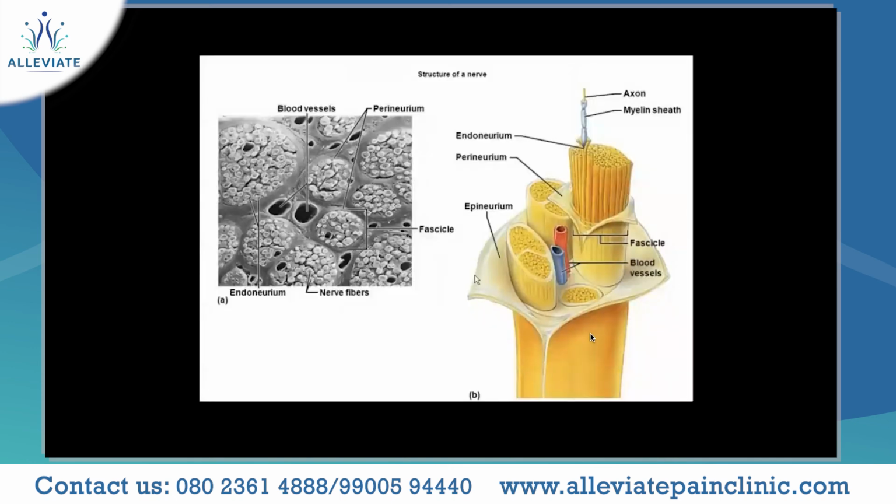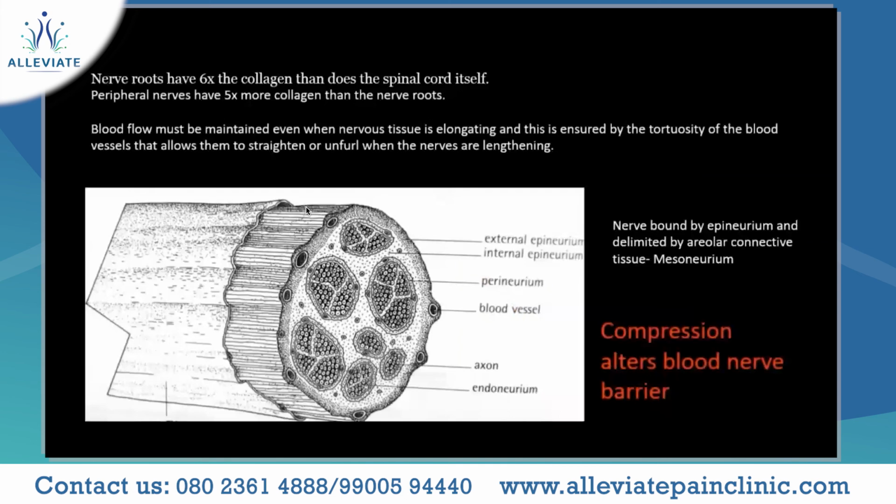So this is the histological picture in which you can see the coverings of a nerve. There is your epineurium, which covers your nerve fascicles, vessels, and connective tissue. Then there is your perineurium, which covers your nerve fascicle. There is endoneurium, which actually covers your axon. This is a histological picture. Nerve roots have 6 times the collagen that the spinal cord itself has. Peripheral nerves have 5 times more collagen than these nerve roots.